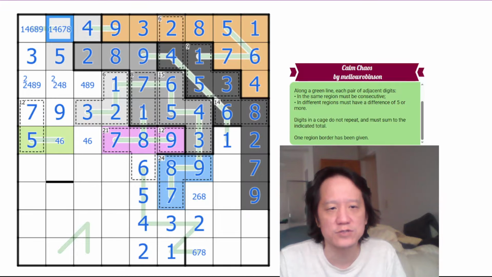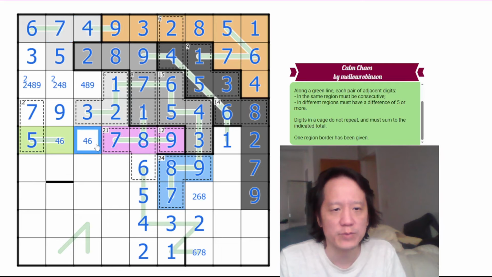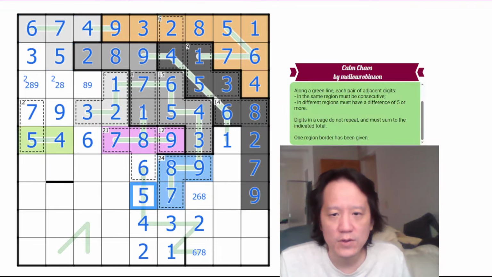This has to be 6 or 7 here. And the remaining digits are 6 and 7 here. These have to be consecutive because they're not 5 or more away from each other. So this must be 6, which makes this 7. This 4 eliminates 4 here, so it's 6 and 4. It also eliminates 4 here. This can't be 4 anymore either, and this can't be 4 anymore. So this is all the same region there. This is a separate region here. That's done.